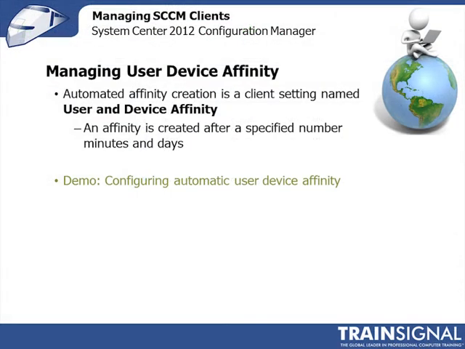For those of you that would rather spend your time doing something a little bit more productive than assigning clients and devices to one another, there's an automated affinity creation process that's available as well. And this is in a client setting that's named User and Device Affinity. Basically, what Configuration Manager does is it watches for patterns in the usage of an endpoint or how a user is using a device. And then after a specified number of minutes and days, a user and a device are automatically linked to one another in the Configuration Manager hierarchy.